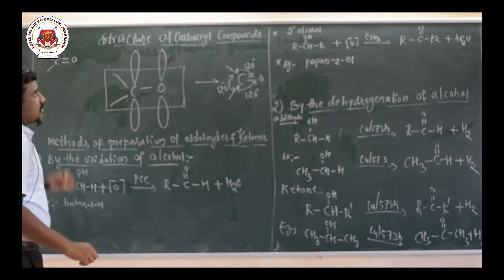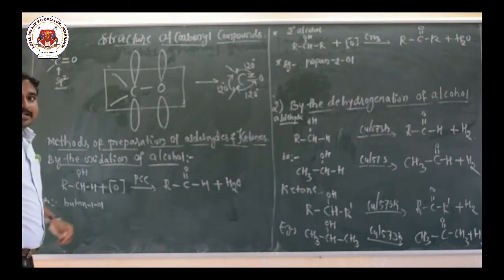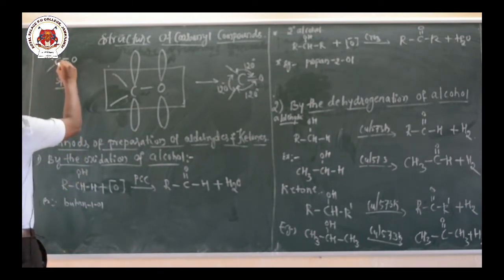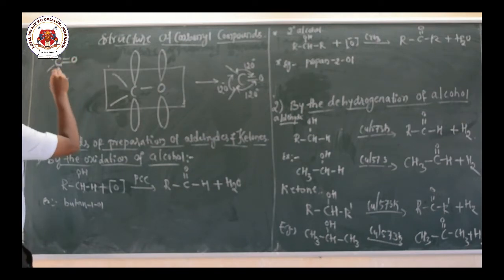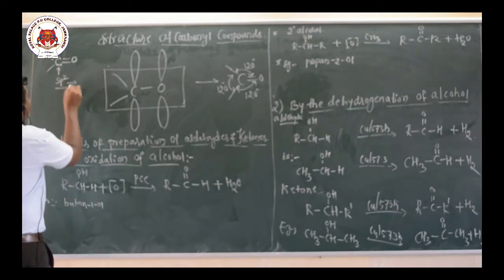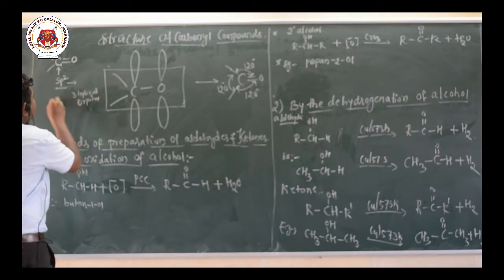Now, in the structure of carbonyl compounds, the carbonyl carbon undergoes sp2 hybridization. Carbonyl carbon means the carbon which is bonded to the oxygen atom through a double bond. This carbon undergoes sp2 hybridization, so there are totally 3 hybrid orbitals, sp2, that is one s and two p.